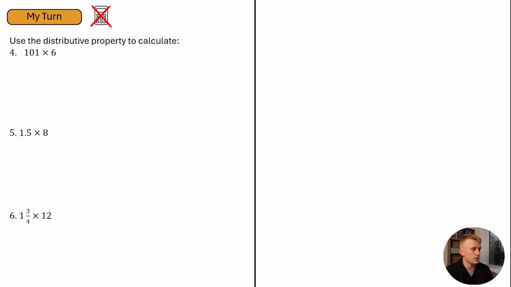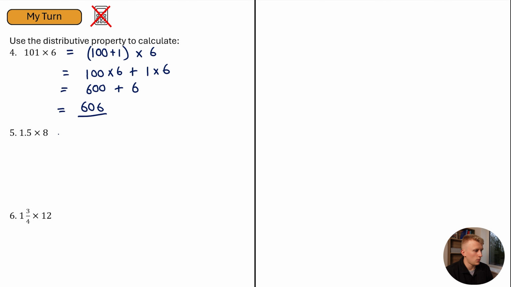Okay, our next example says use the distributive property to calculate 101 multiplied by 6. So in this example, I can do 100 lots of 6 and then add on 1 lot of 6. To show that mathematically, I will split my 101 into 100 add 1 and multiply that by 6. I can do 100 lots of 6, so 100 multiplied by 6, and then add on 1 multiplied by 6. 100 multiplied by 6 is 600, and 1 multiplied by 6 is 6. Adding those together gives me 606.